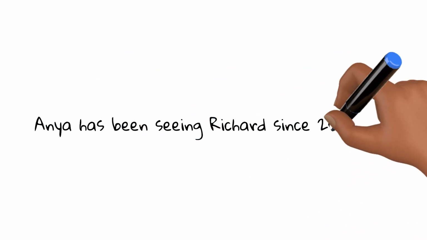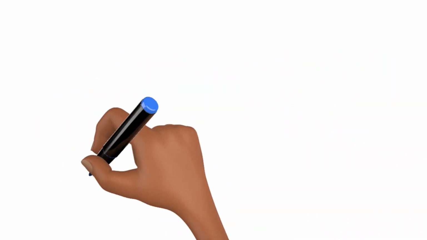However, Anya has been seeing Richard since 2022. Well, there you can, because seeing here means dating. So Anya has been dating Richard since 2022. They've been seeing each other since 2022. In that sense, with that meaning, yes, you can use seeing in the present perfect continuous form.